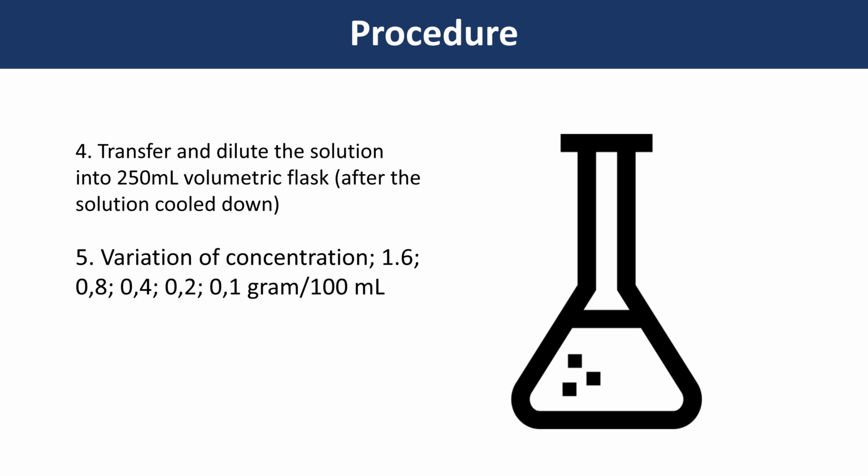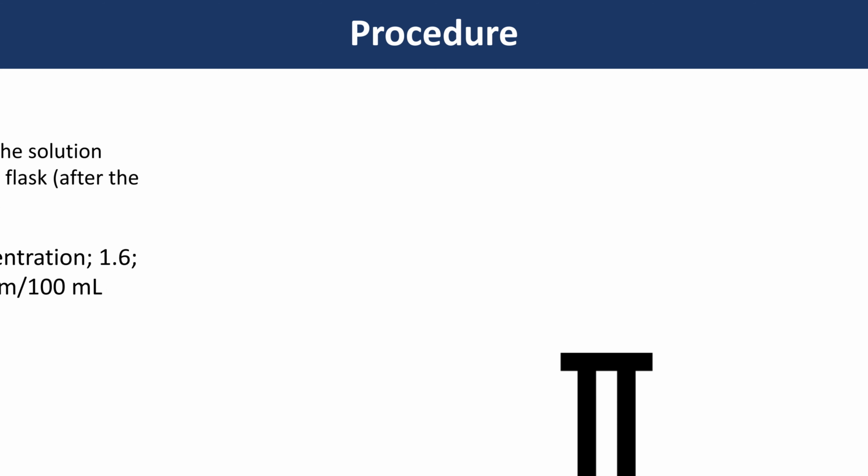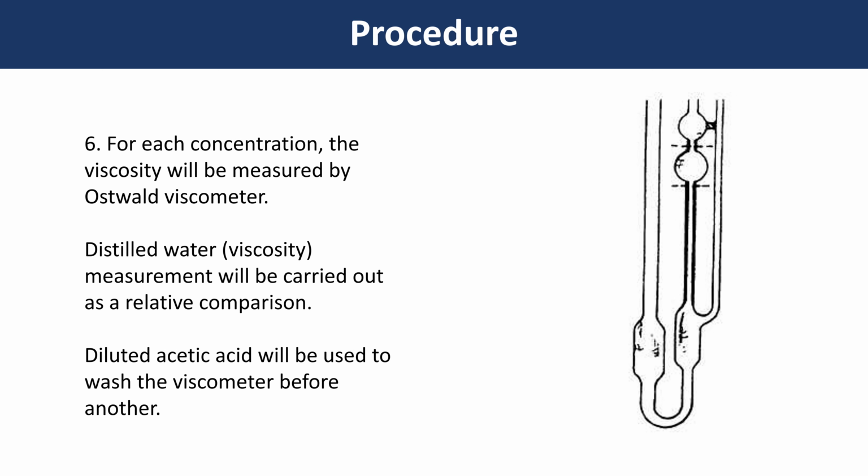After that, make some variant concentration from this stock solution into the variant of 0.8, 0.4, 0.2, and 0.1 gram over 100 milliliters. And then, measure the viscosity for each concentration by using Oswald viscometer. And the viscosity of aqueous is also measured as the relative comparison.